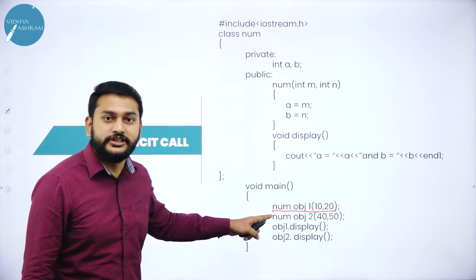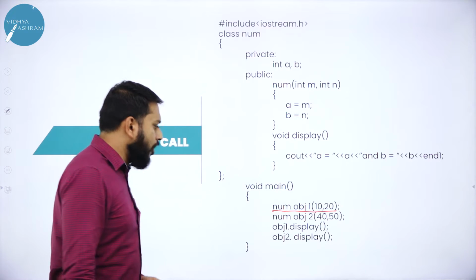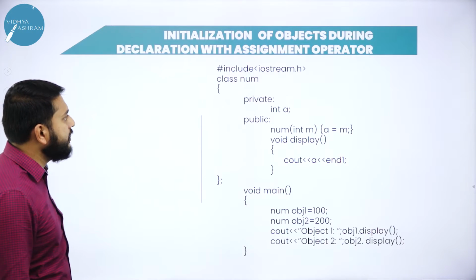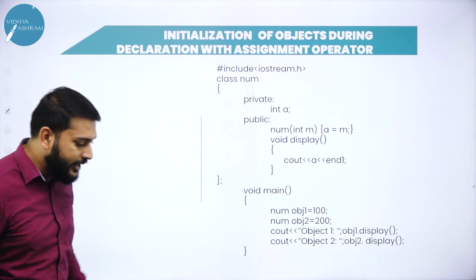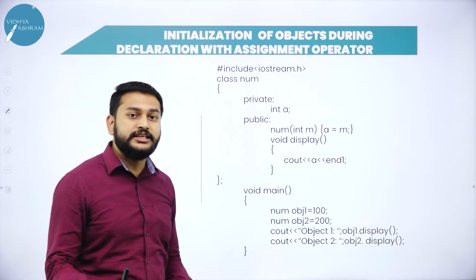So hope you understood this concept. Hope you got the difference between explicit and implicit. So let's go to the next one. What is that next one that I have? Read the heading carefully. What is that? Initialization of objects. Initialization of objects.